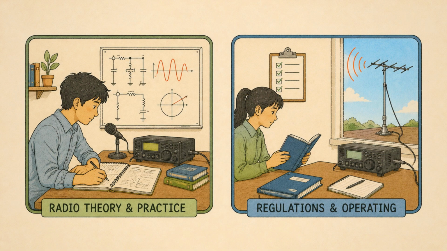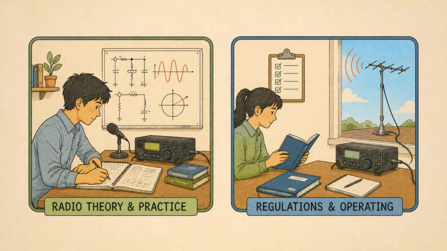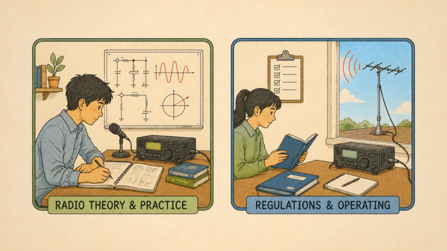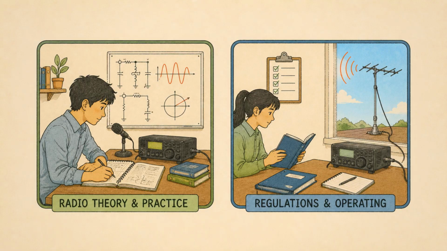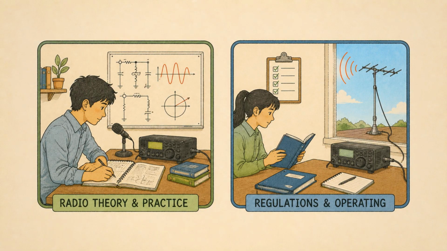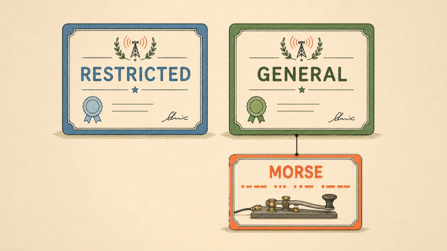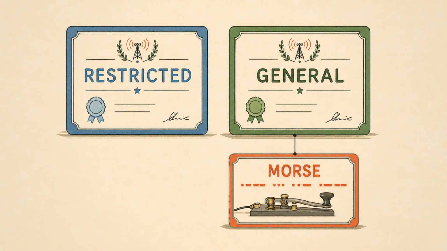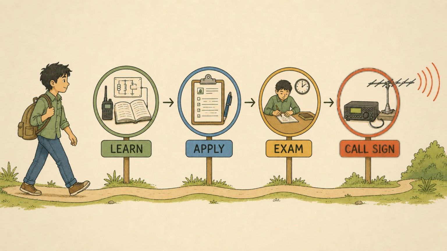The examination centers on two broad areas. The first is radio theory and practice, what the equipment is doing and why. The second is regulations and operating procedure, how to use that equipment responsibly on the air. General candidates must also demonstrate proficiency in Morse code at the standard specified for the examination. This episode explains what has to be studied.